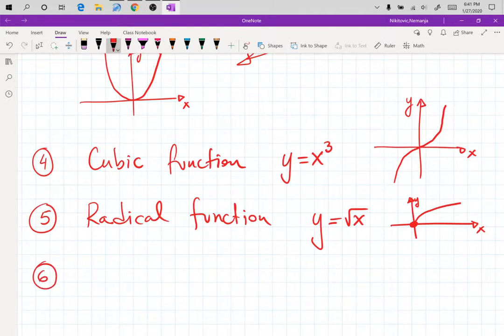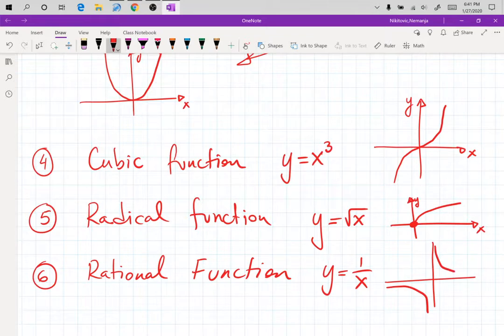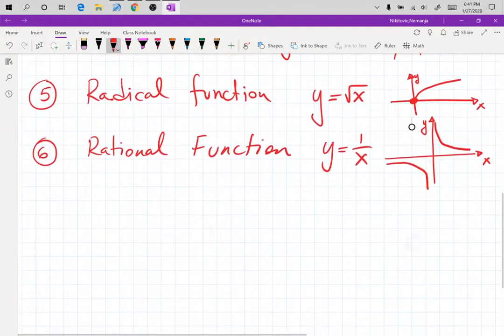Number 6 would be rational function. Y equals 1 over x is the basic one that you are memorizing. Spicier examples will be in 2.6 later on in course. So we just need to know the 1 over x basic graph, which is following these x and y axes like this. Right?